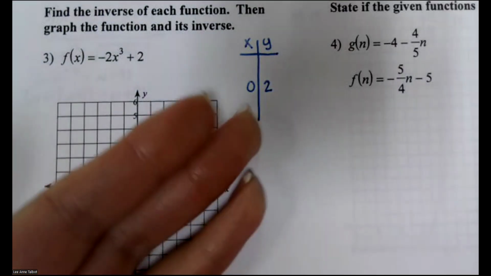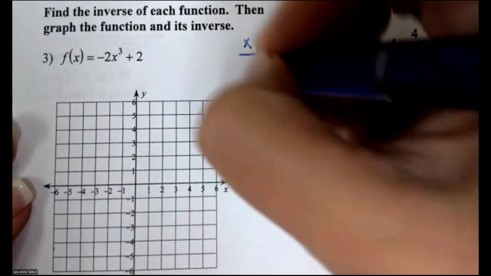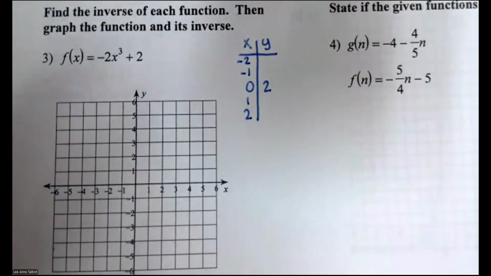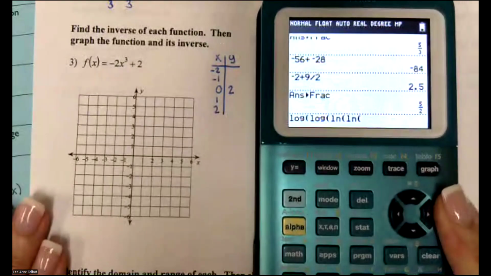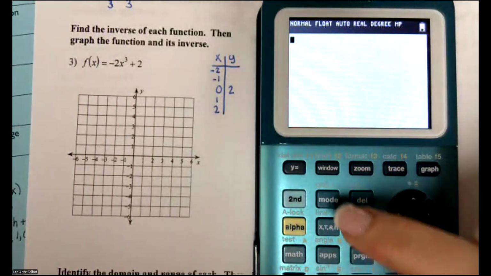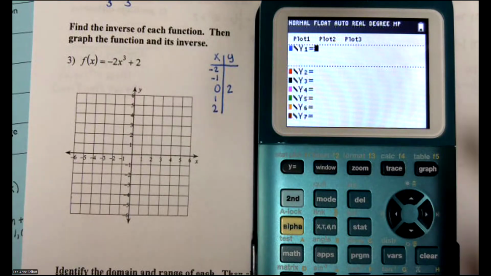So the reason I'm saying that is because you should put that in the middle of your table and then get the rest of the points from your graphing calculator. Okay, so let's remind ourselves how to do this. Oh goodness, I'm logging up a storm on the calculator here. Okay, so hit the y equals button.